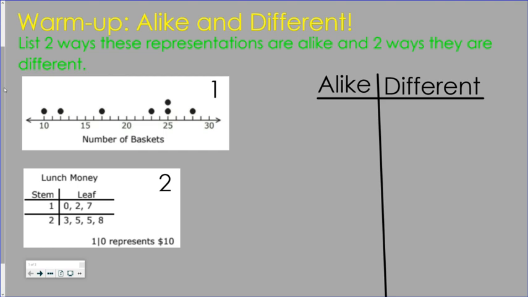So the class said that these are alike because they each have 7 data points or 7 values. If you look, this dot plot has 1, 2, 3, 4, 5, 6, 7 values, and the stem and leaf plot has 1, 2, 3, 4, 5, 6, 7 values as well. So that is one way they are the same.